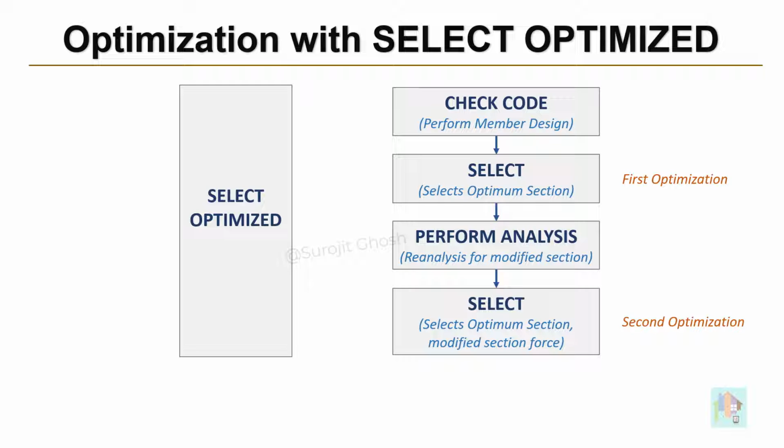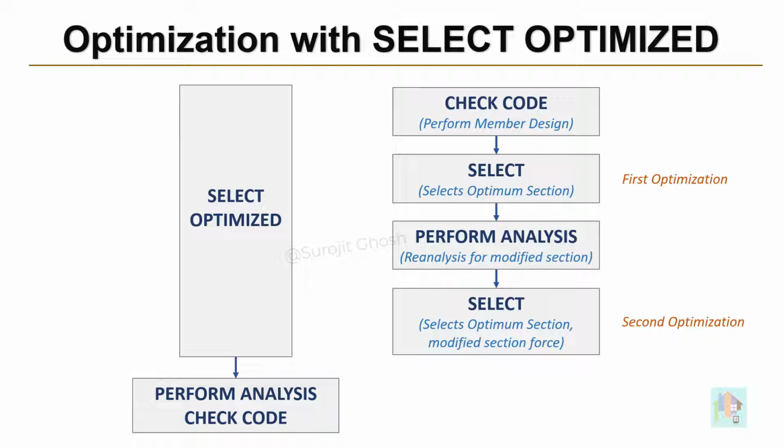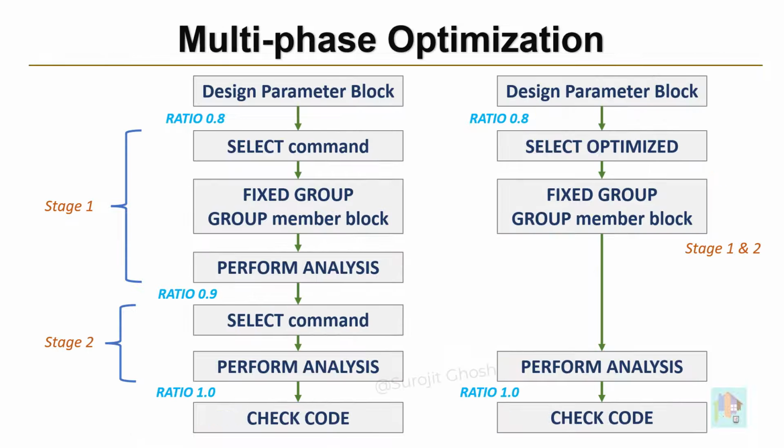If we use this command, optimum section is reported after two optimization cycles. Still, we need to check whether the modified section is adequate to withstand new section forces. So additional analysis command followed by check code command must be specified after select optimized command. This is an example of how we can replace those select, group and fixed group command with select optimized command.